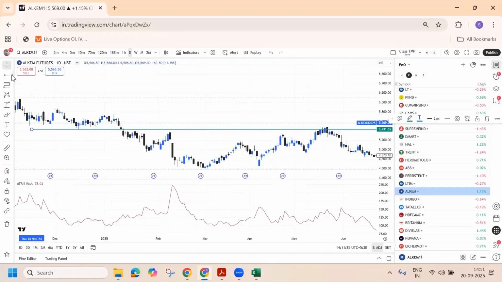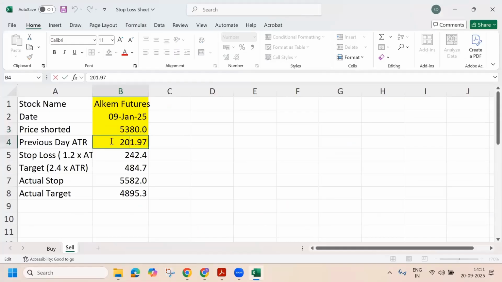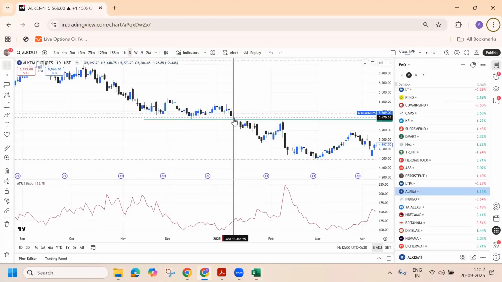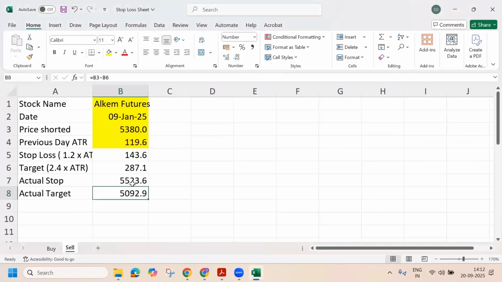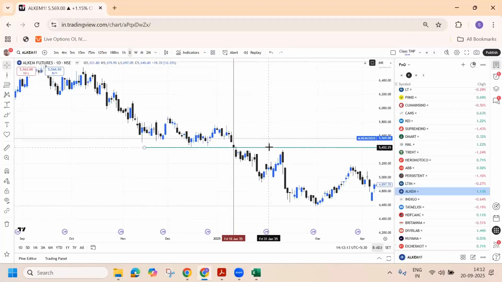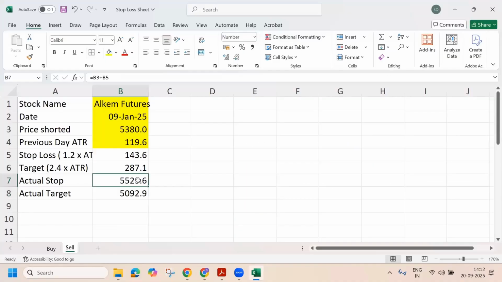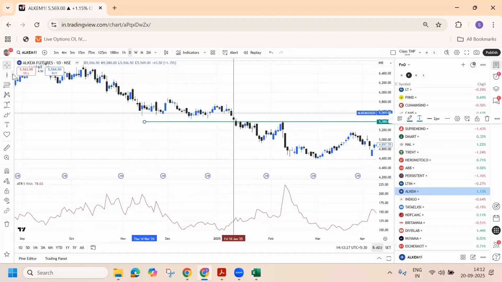Previous day ATR. I am shorting on this particular date, so the previous day is this. The ATR is 119.63. My actual stop loss is 1.2 times of this, and the target is double of this. So my actual stop loss is this plus this, because I am selling. I am selling here, so my stop loss should be higher. My actual stop loss is 5523.6. I have shorted at 5380, and my stop loss is 5523.6.